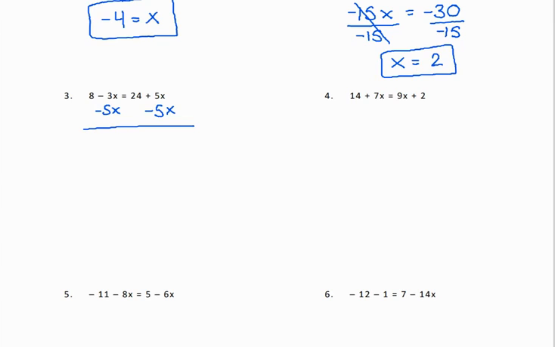When I do that, on this left-hand side, nothing goes with that 8. So I keep that 8. I have negative 3x minus 5x. That's going to make negative 8x, right? Negative 3 minus 5 is negative 8. Equals. On the right-hand side, there's still a 24, but 5x minus 5x canceled. Any questions?